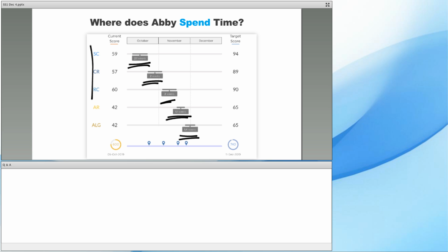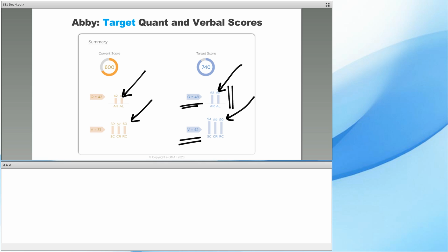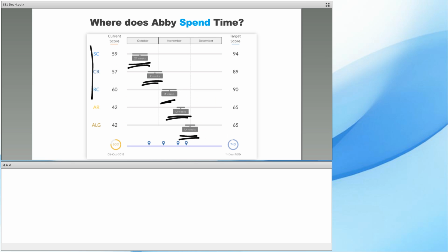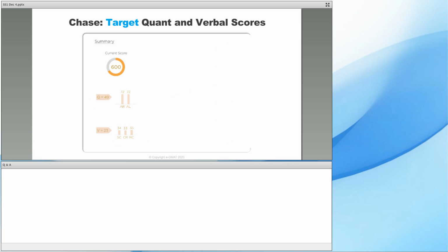Now, if you were Abby and prior to using this tool, you would have thought Abby would need to spend more time in quant than in verbal, but that's not the case, and that's the beauty of creating that strategy. Her strategy is verbal driven, which means that she's going to leverage her strengths. She's going to spend about 6 weeks total in verbal and about 3 weeks in quant to get to that 740 score.